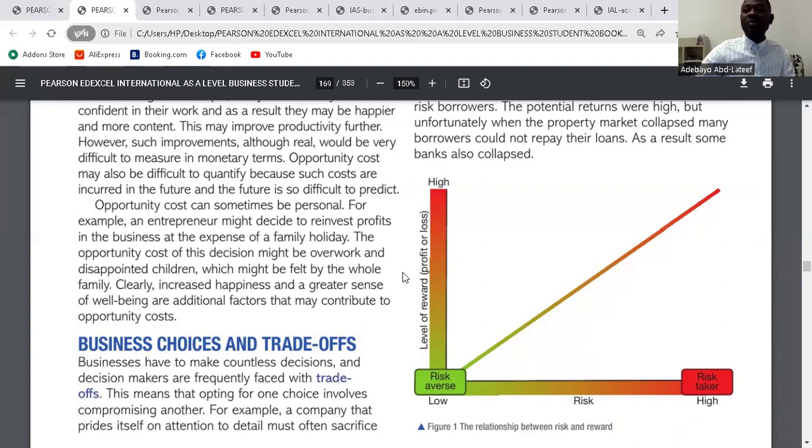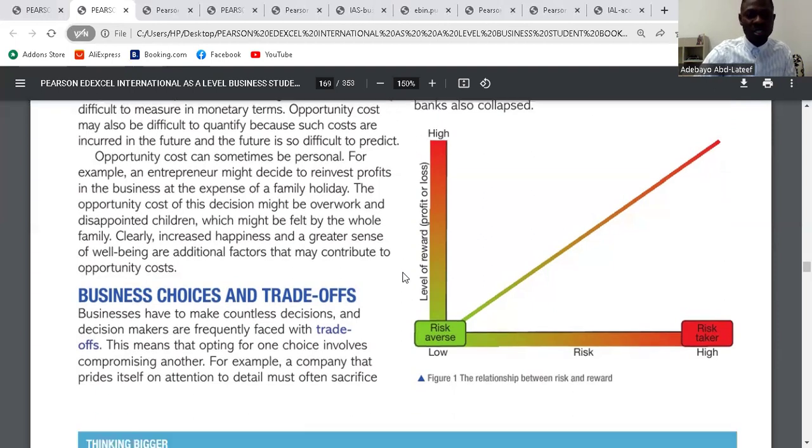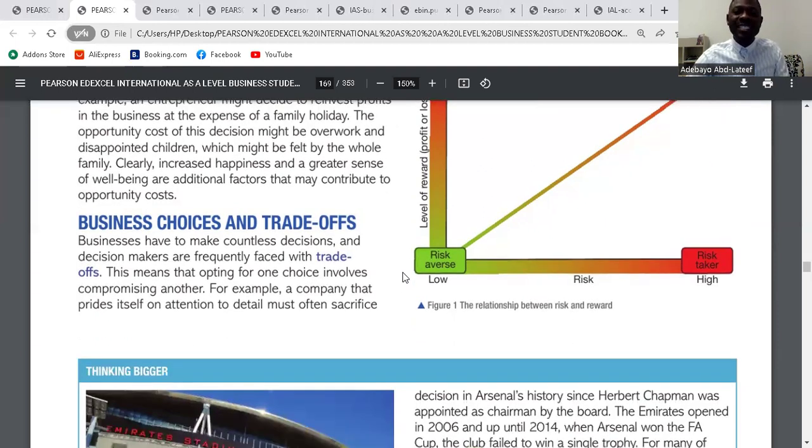So as an entrepreneur, you have decided that, oh, I am not going to spend time with the children. I'm not going to take them on vacation. I would rather put this money back into the business. So yeah, the opportunity cost is the family that you have left that might feel disappointed about your attitude. Do you understand? Yes. So these are also what we call opportunity cost. So now we go to business choices and trade-offs.